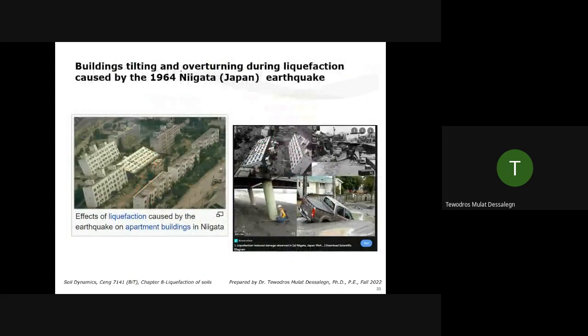Building tilting and overturning during liquefaction caused by the 1964 Niigata, Japan earthquake. We have seen this picture in the introduction and other chapters. Cars being swallowed by the sand boils and pile foundations getting severely loaded, breaking, buildings tilting and falling.